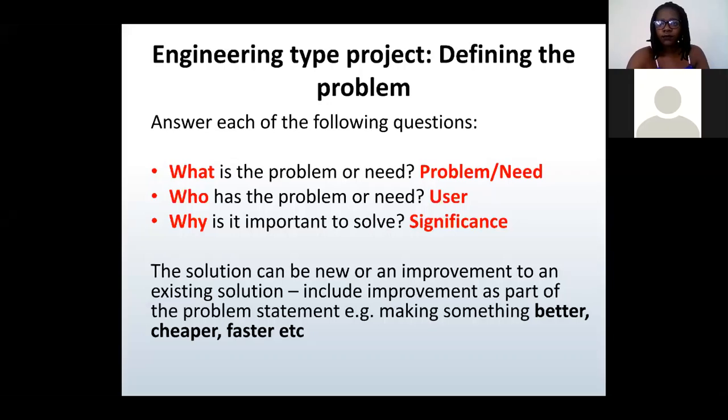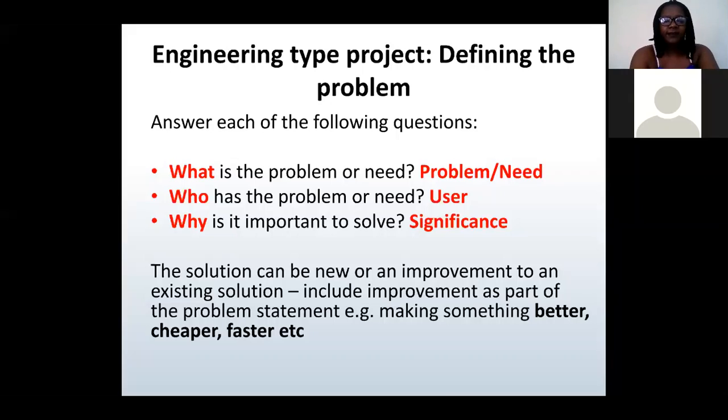Moving on, when coming to an engineering type of project, the very first step in the design process, the learner has to define the problem. And to define the problem, the learner needs to follow a process. The learner needs to answer the following questions: what, who, and why. The learner needs to state clearly what problem they wish to address, or the need they want to fulfill with regards to the project they are working on. Who has the problem?